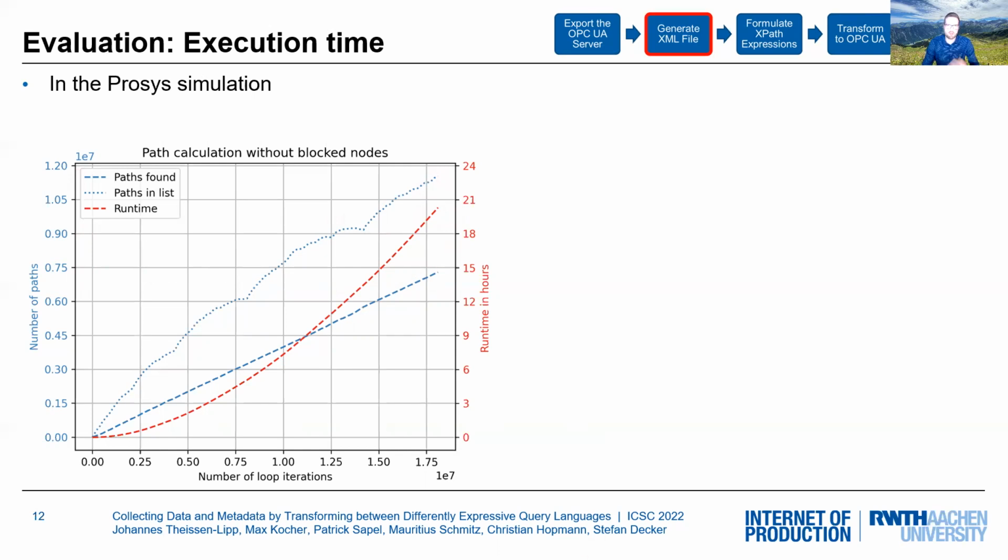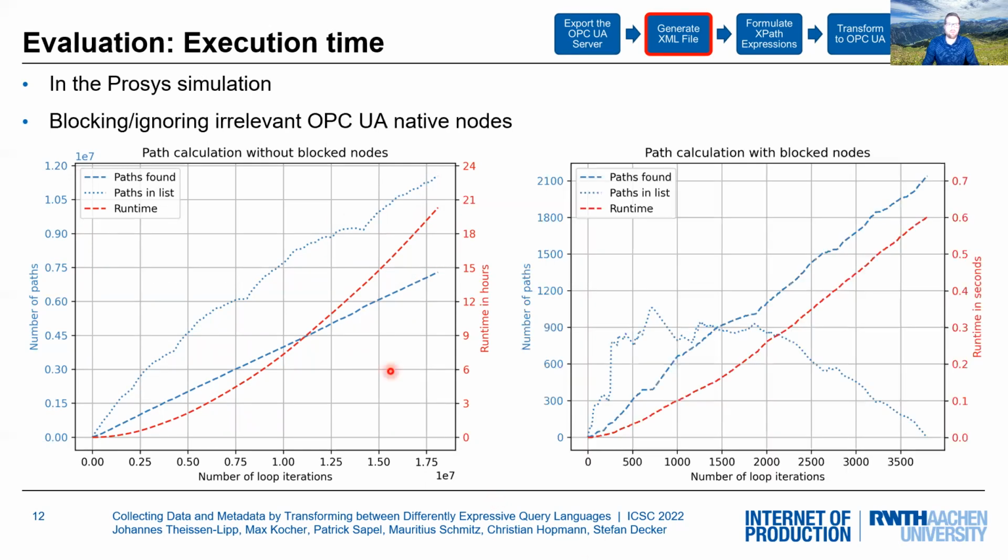Since we did some investigation on the actual node structure, we find that we have a lot of actually irrelevant nodes in OpenCUA. That is just server information or nodes we do not need that have a very, very high branching rate, but we do not need them for data extraction. So we implement a more sophisticated algorithm that actually blocks or ignores these irrelevant nodes. And then we end up with a runtime of 0.6 seconds compared to 20 hours before. And we find about 2,000 paths in our export.